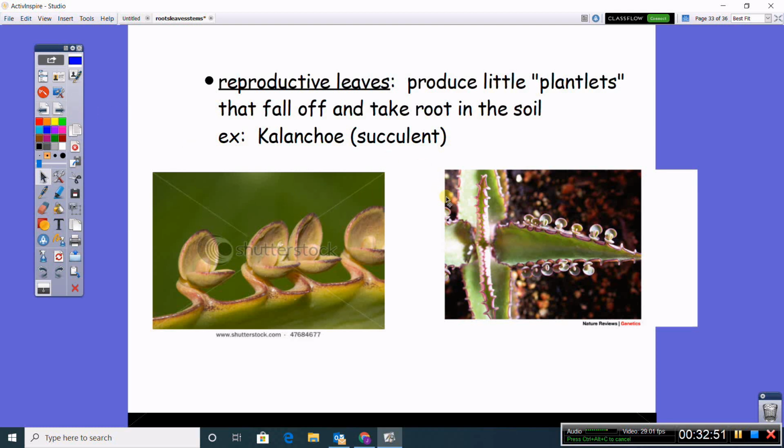These are kind of weird. You're not going to find these around here, I wouldn't think. These are reproductive leaves. So they produce these little plantlets. I know they kind of look like Venus flytraps, but they're not. They are part of a succulent. But see all these little leaflets that are coming off the side? This is called kalanchoe. And those little leaflets fall off and become their own plants. So those are called reproductive leaves.